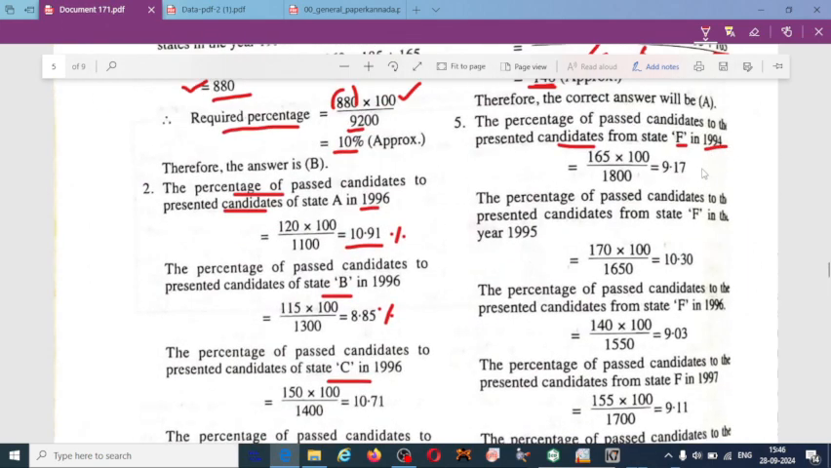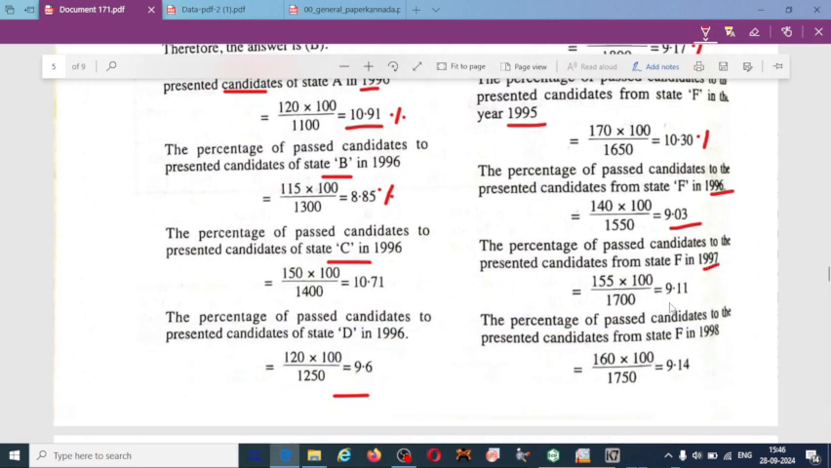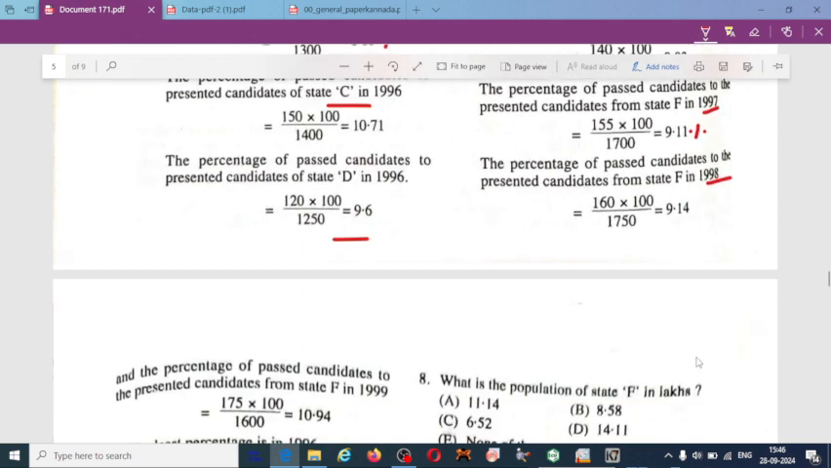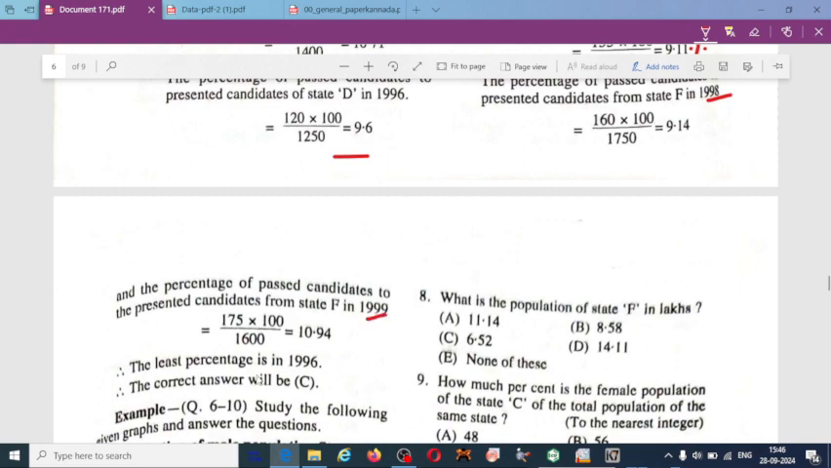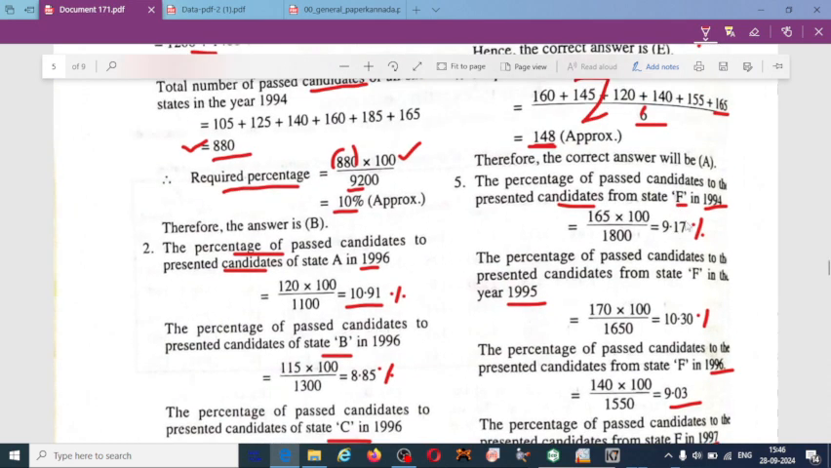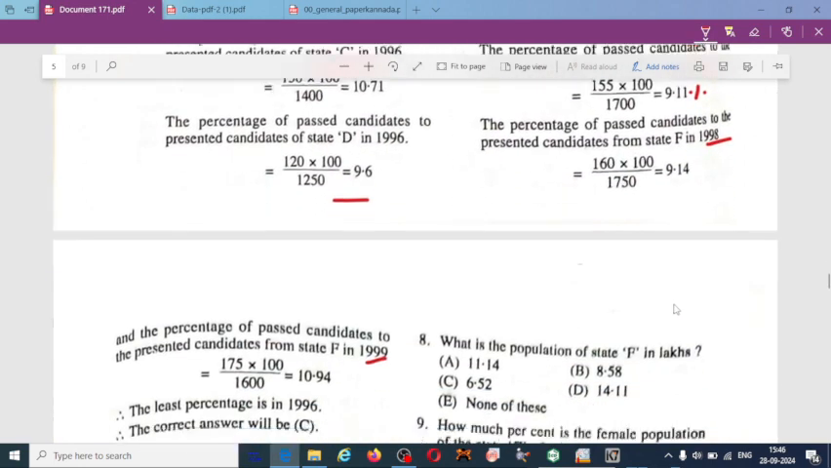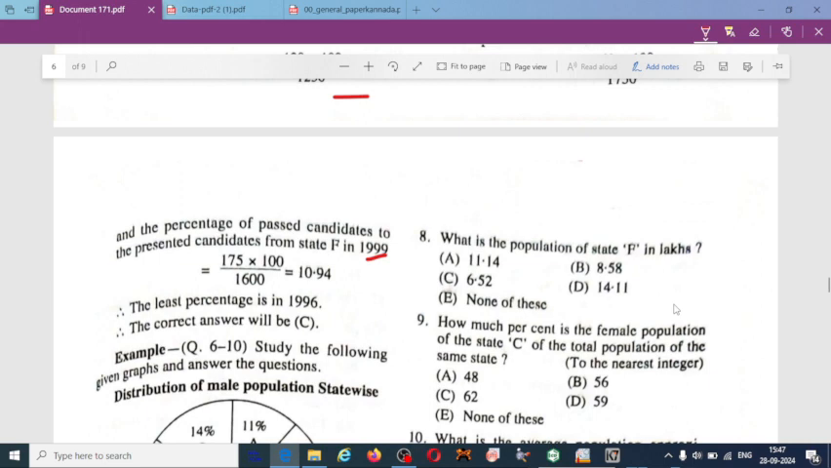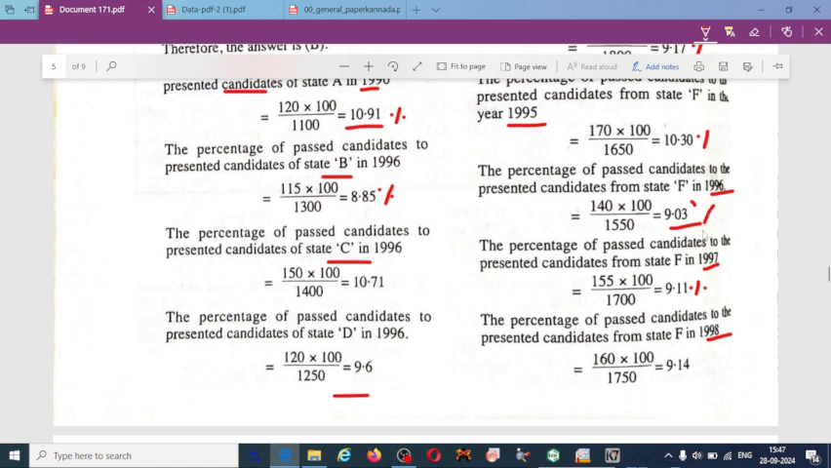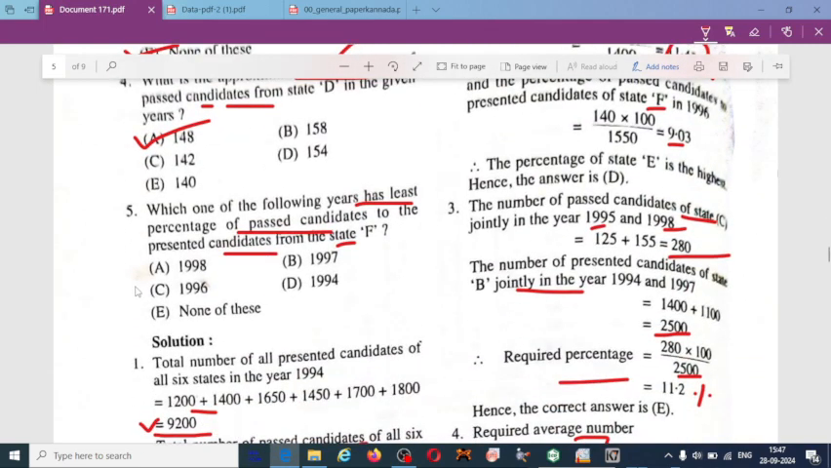From the same state, in the year 95, the percentage of passed to presented candidates is 10%. In 1996, the percentage is 9.11. Similarly for the years 1998 and 1999. If you compare all these values from state F for different years, the percentage is minimum, the least, in 1996, 9.03%. So option C is correct.